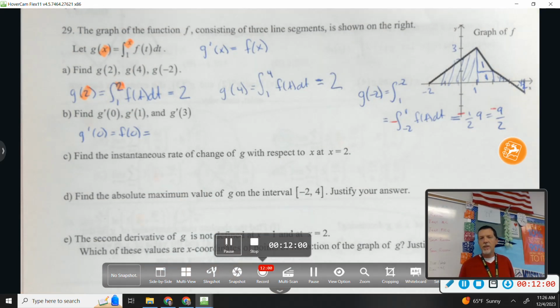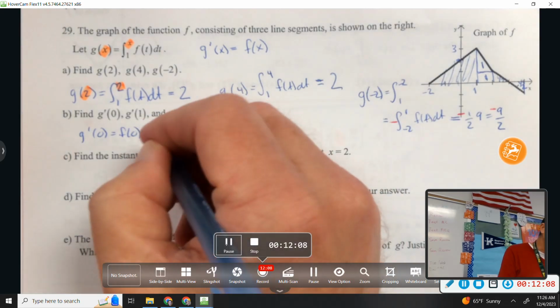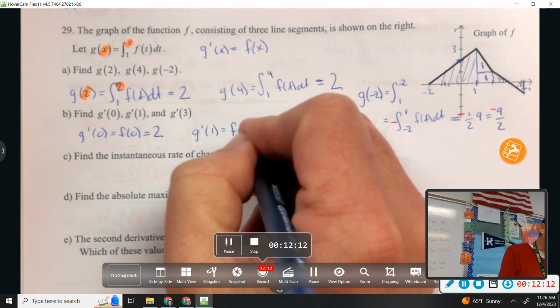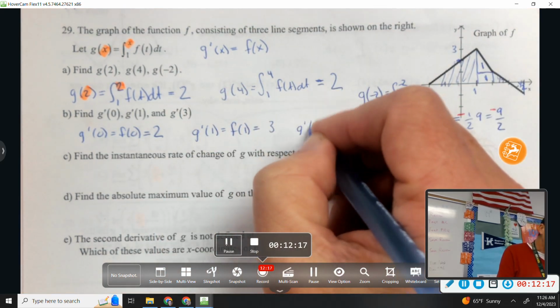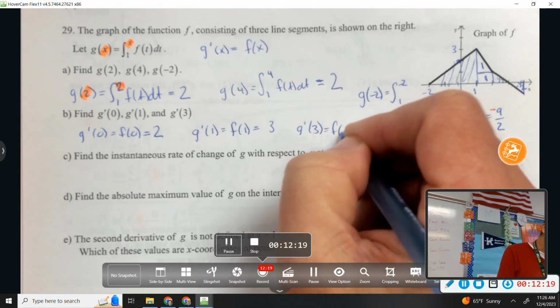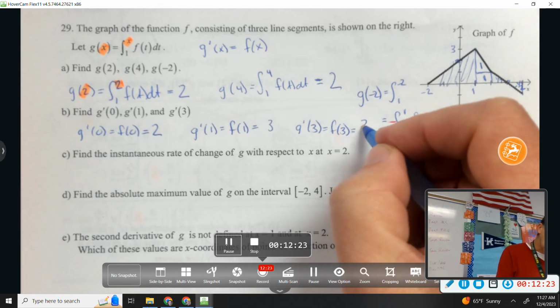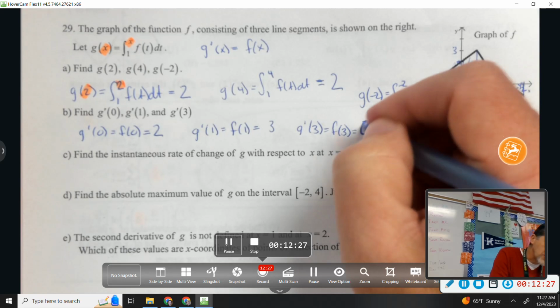So I can look at my graph of f. What's f of 0? 2. I'm just reading it off the graph. G prime of 1 is the same thing as f of 1. So that's 3. G prime of 3 is the same thing as f of 3. So that's 0. Whoops, I said 0 and wrote 3. Struggling today.